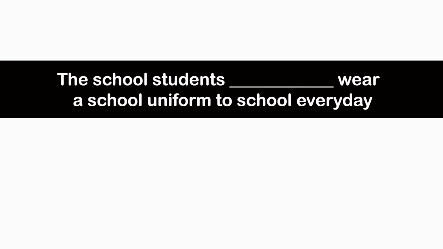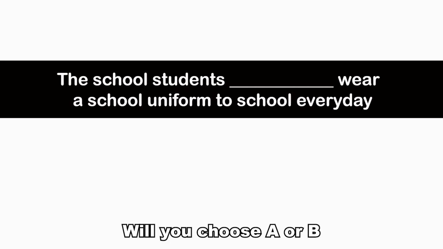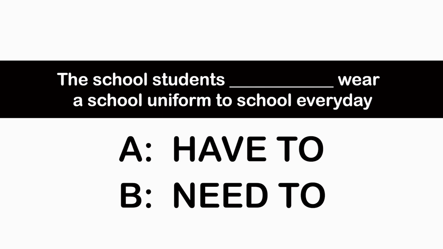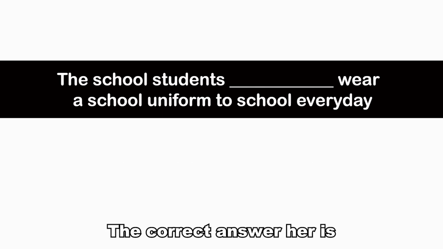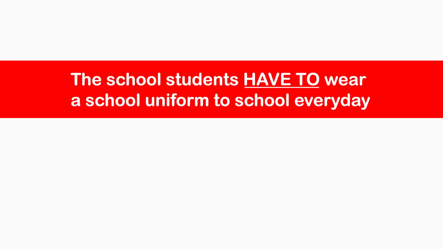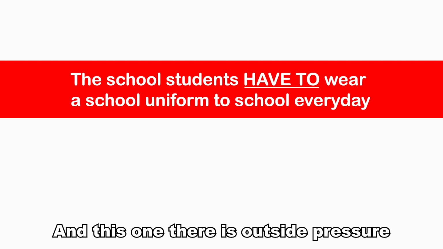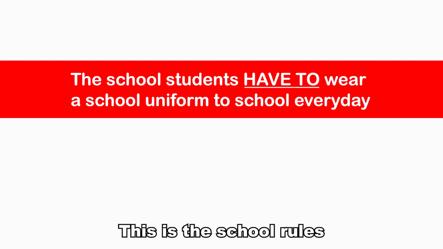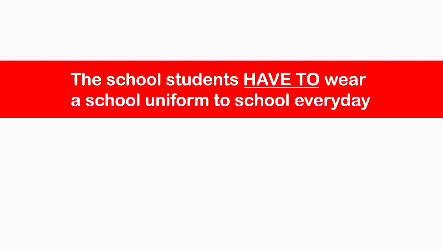Number 5, the school students something wear a school uniform to school every day. Will you choose A or B? The correct answer here is A, have to. The school students have to wear a school uniform to school every day. In this one, there is outside pressure. This is the school rules. So we must use have to.